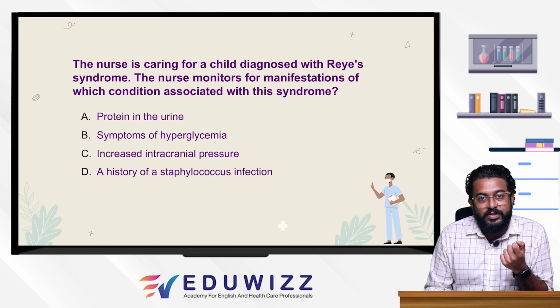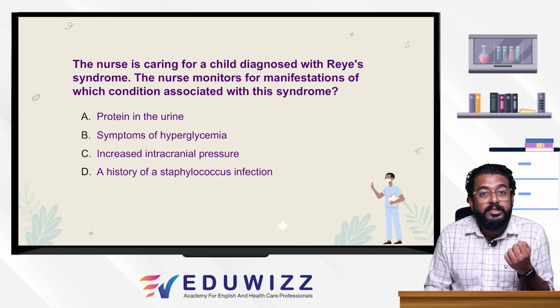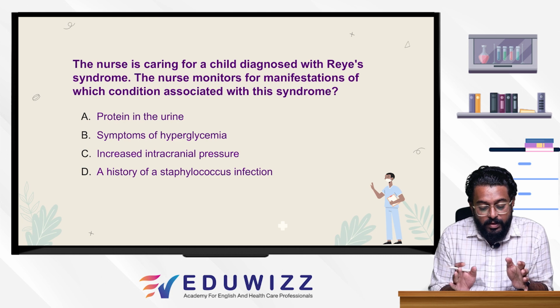The most common risk factor of Reye syndrome is aspirin. Aspirin might cause Reye syndrome. So aspirin is contraindicated in children. So what happens is in Reye syndrome there are two conditions associated. One is hepatotoxicity and second is encephalopathy. So what are the conditions related to those two conditions?